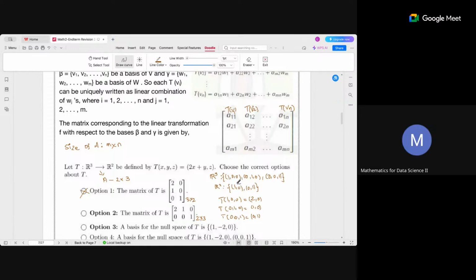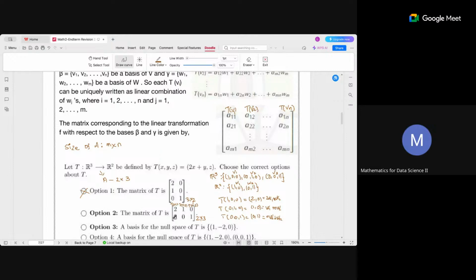You can see that if you call this basis V1, V2, V3 and the codomain basis W1, W2, then the images are 2W1 plus 0W2, 1W1 plus 0W2, and 0W1 plus 1W2. So T of V1 is (2, 0), T of V2 is (1, 0) and T of V3 is (0, 1).